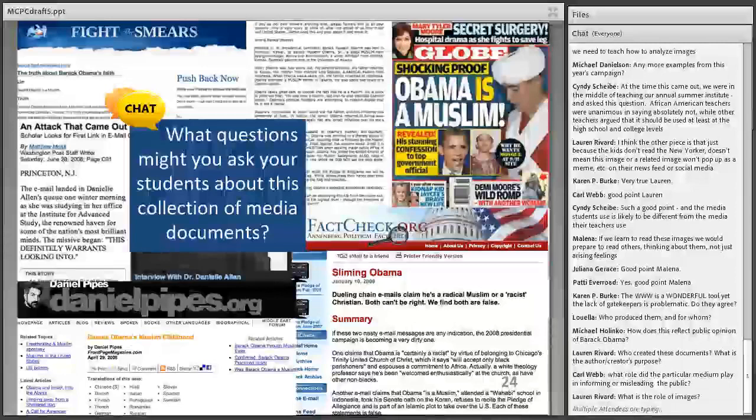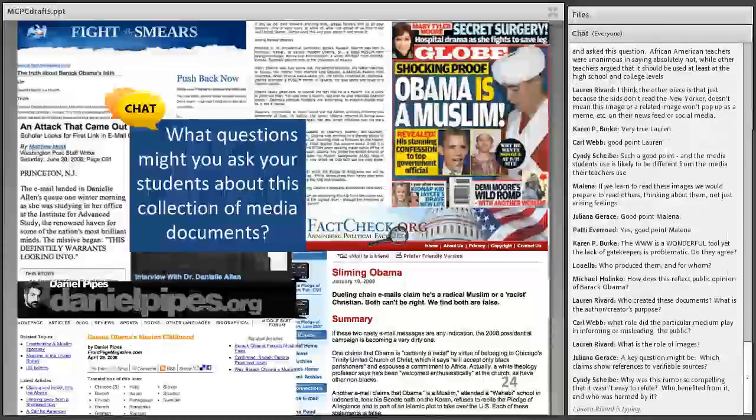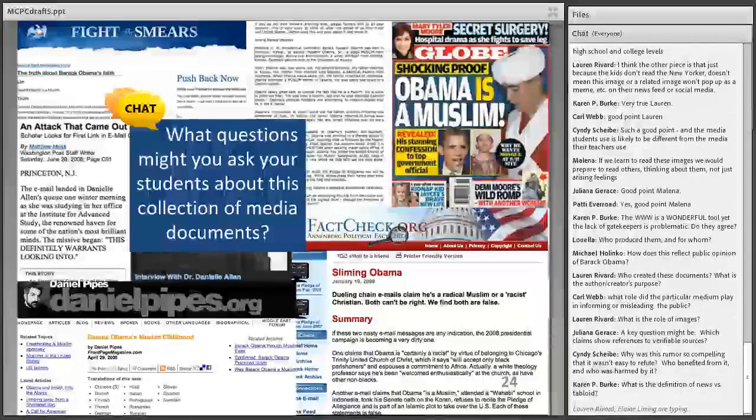How does this reflect the public opinion of Barack Obama? And a corollary question, how might it shape public opinion about Barack Obama? Again, who created it? What's the author and creator's purpose? What role did the particular medium play in informing or misleading the public? Great question, because the role of an anonymous email is different from the role of the Washington Post analysis, and different again from the Obama campaign's response.